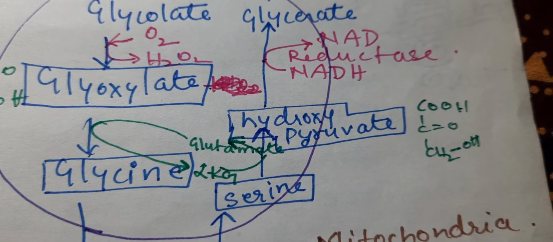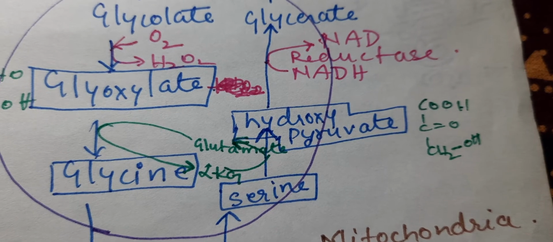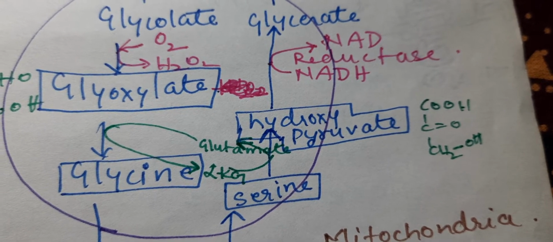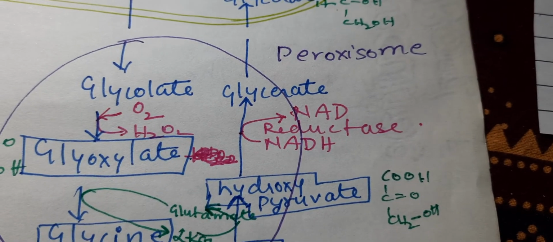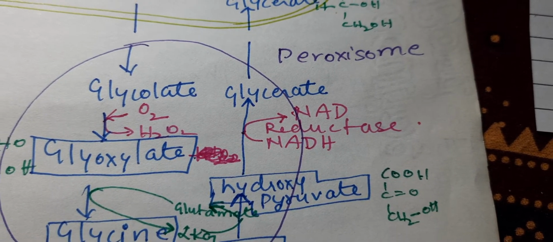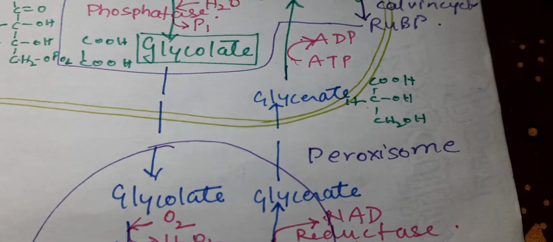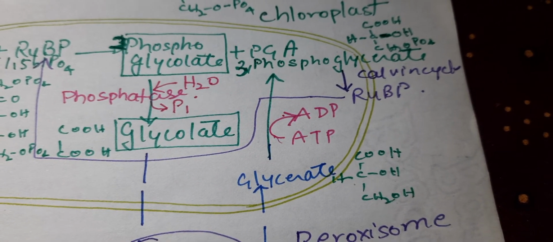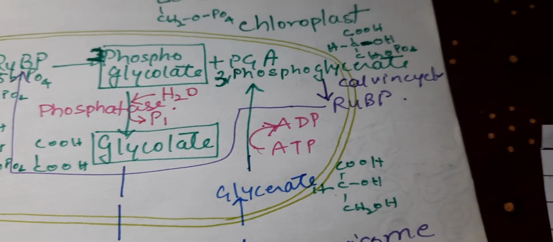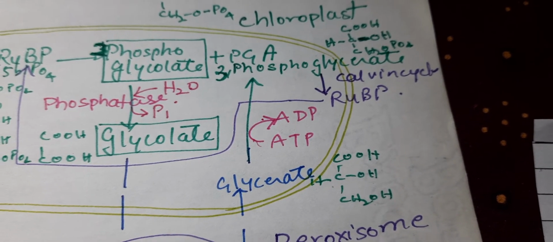Okay, the serine is now moving from the mitochondria to peroxisome where it gets converted into hydroxypyruvate. So again over here, the alpha ketoglutarate is converted into glutamate, then further hydroxypyruvate is converted into glycerate. Okay, and the glycerate moves to the chloroplast where it gets converted into 3-phosphoglycerate which can enter the Calvin cycle.